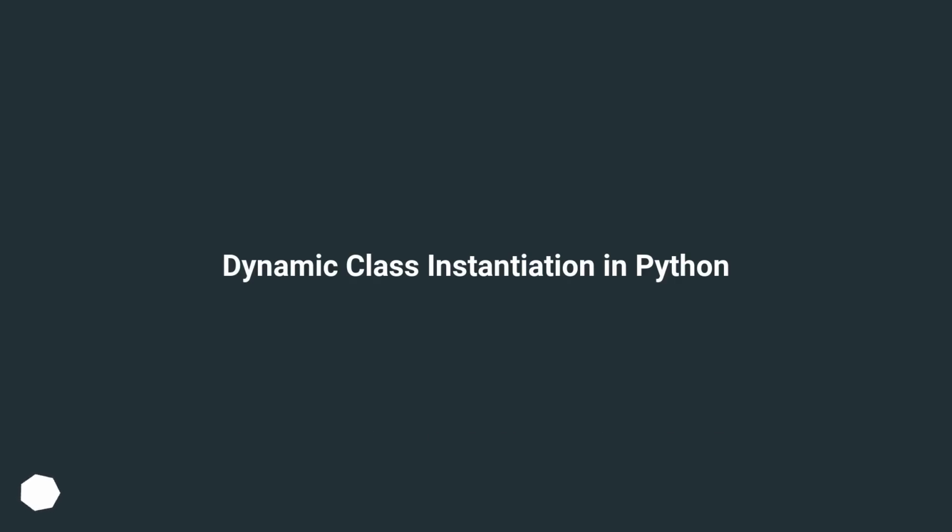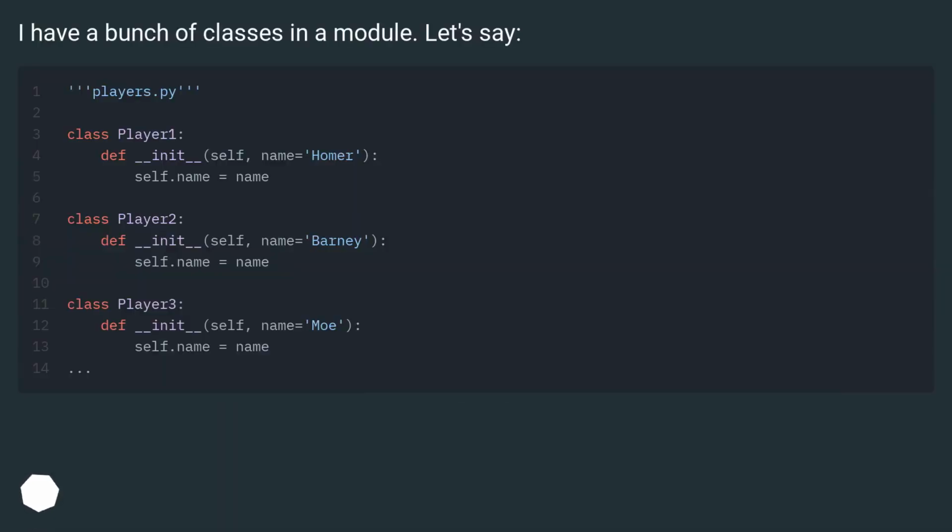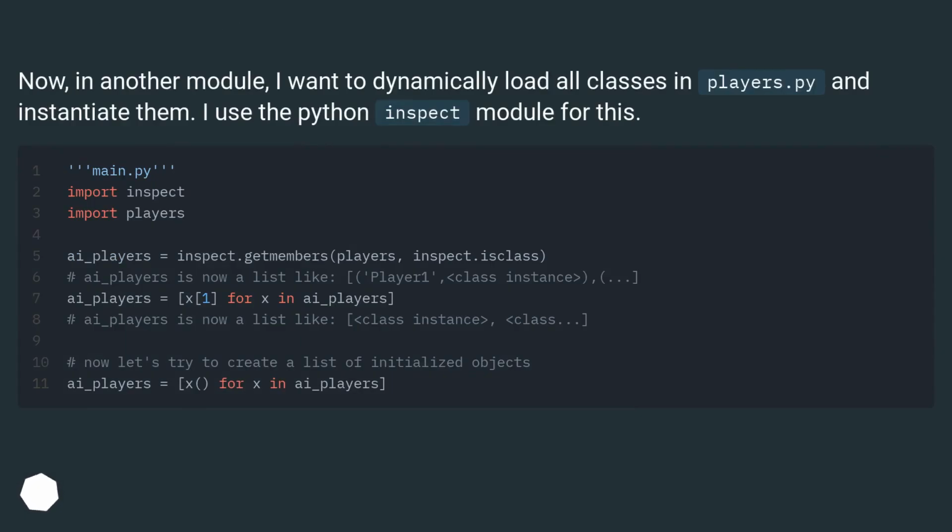Dynamic class instantiation in Python. I have a bunch of classes in a module, let's say. Now, in another module, I want to dynamically load all classes in players.py and instantiate them. I use the Python inspect module for this.